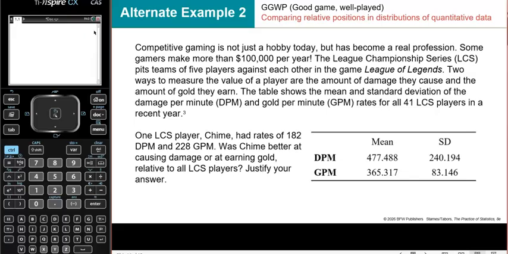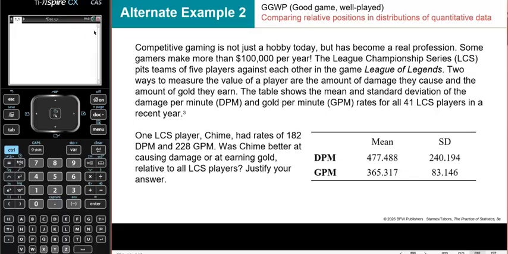The League Championship Series has teams of 5 players against each other. And the game is League of Legends. There are 2 ways to measure the value of a player: the amount of damage they cause and the amount of gold they earn. That makes sense. The table shows the mean and standard deviation of damage per minute, DPM, and gold per minute, GPM, for all 41 LCS players in a recent year. So they're probably causing lots of damage and getting lots of gold, I think, if they're good.